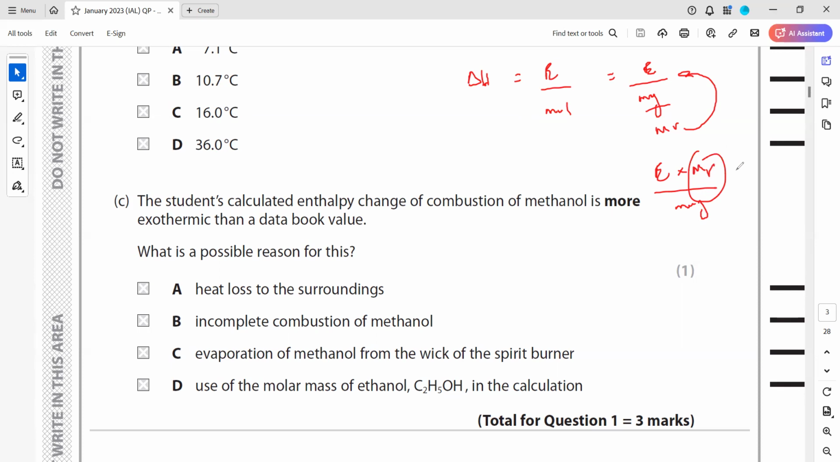So if a student uses the molar mass of ethanol in the calculation instead of this mass, as a result, what will happen? He will get a higher value because more mass of the substance will be burned. Is it clear?